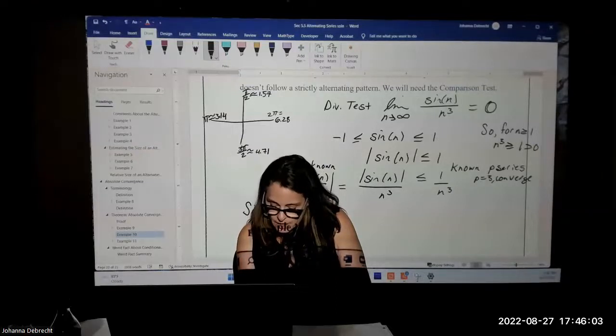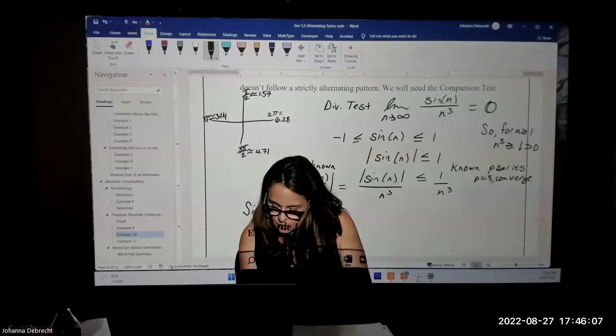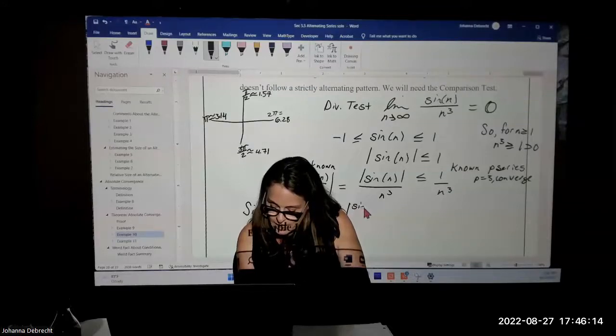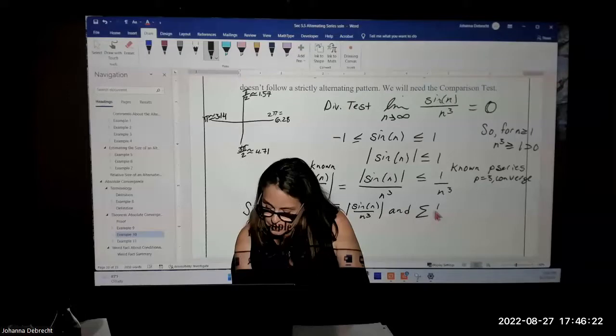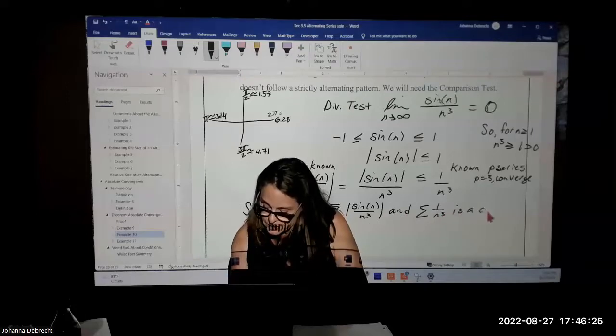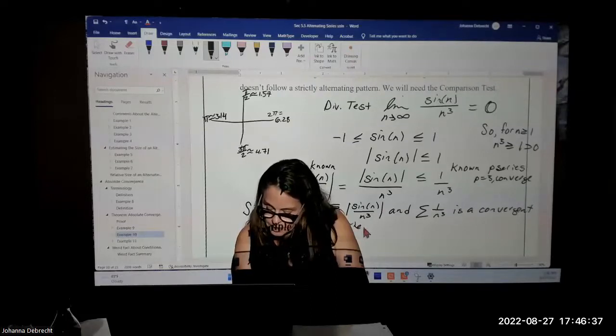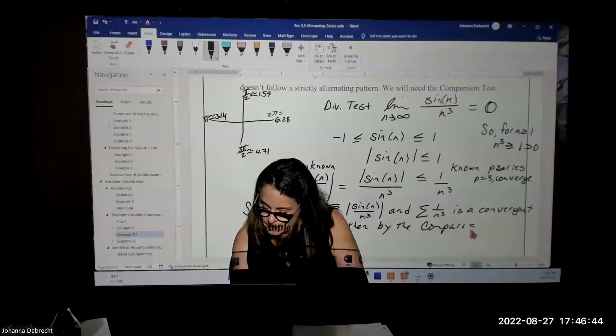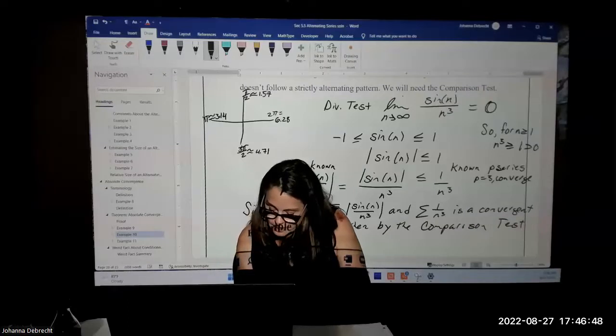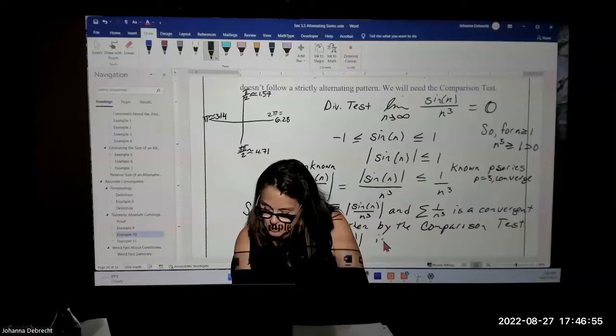So then I simply state what I've proved. Since the series 1 over n cubed is greater than or equal to the series of absolute value sine of n over n cubed, and the series 1 over n cubed is a convergent p series, where p is equal to 3, then by the comparison test, lots of writing here, this series, absolute value of sine of n divided by n cubed, is absolutely convergent.